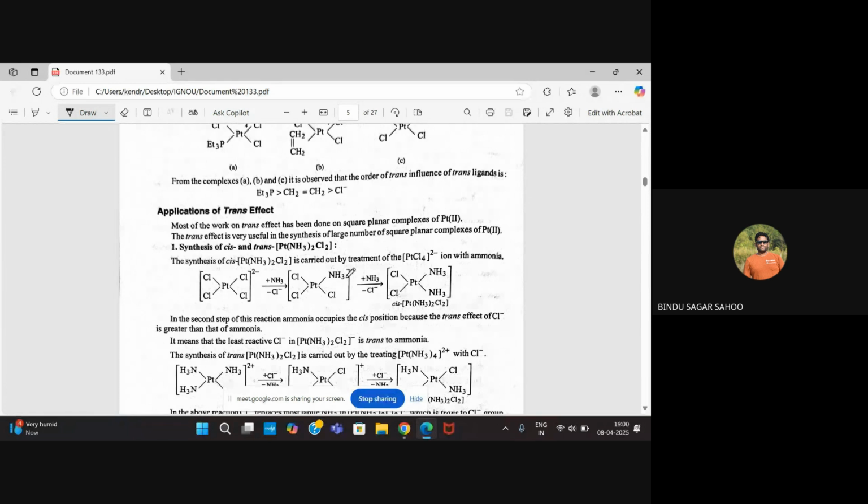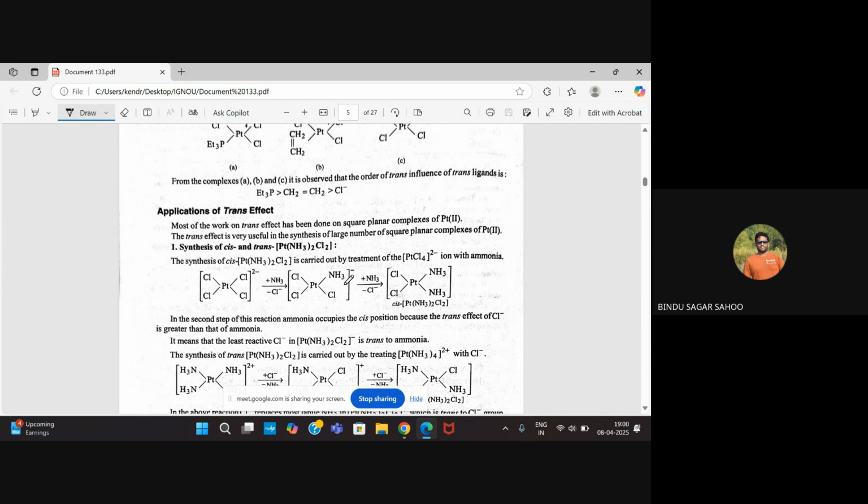one NH3 ligand. Then in the second step, we'll check in which axis the labile effect is more. Which axis means we can consider this axis, or we can consider this axis. So tell me, in this axis, which ligands are present? NH3 is present and Cl is present. And in this axis, which ligands are present? Cl is present and Cl is present.